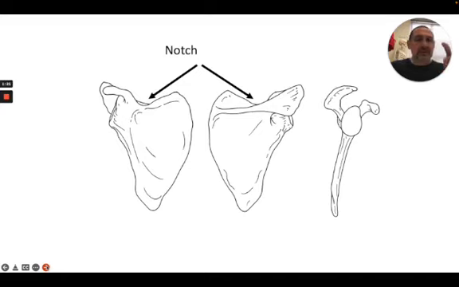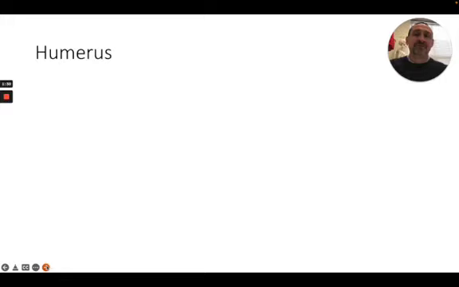There's a little notch in your scapula. There's a nerve that runs through that, a notch that's called the suprascapula notch. But a notch is just a V shape in a bone.